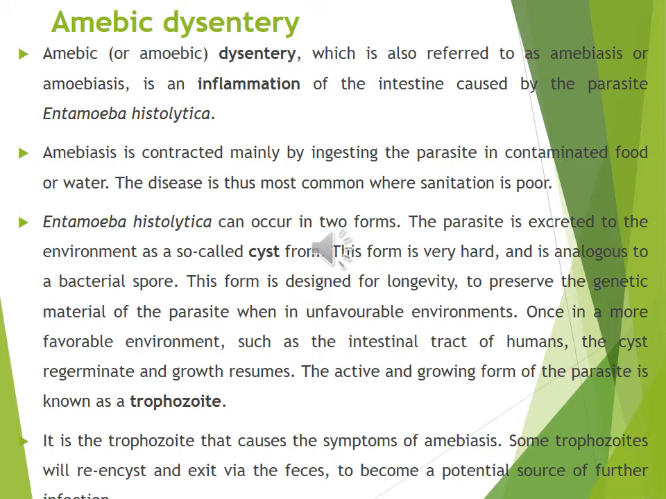Somehow this cyst form, because of the poor sanitation, enters into the body. The most favorable area is the gastrointestinal tract. Once inside the tract, the cyst form gets converted into an active form, which is called the trophozoite. It is the trophozoite that causes the symptoms of amoebiasis. Such trophozoites will re-encyst and exit via the feces to become another source of further infection.